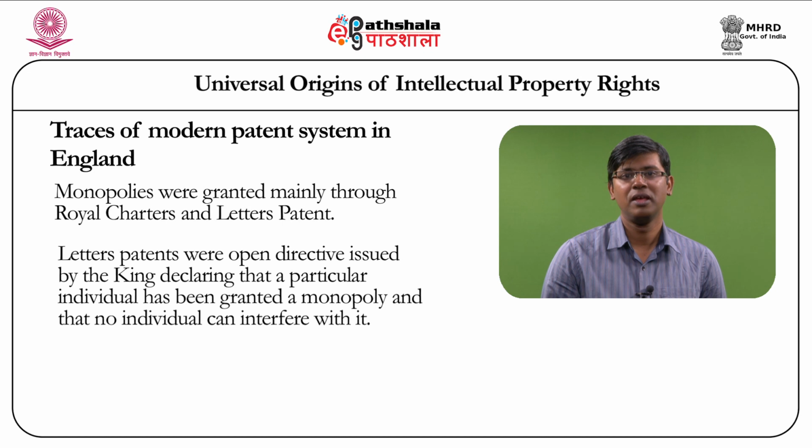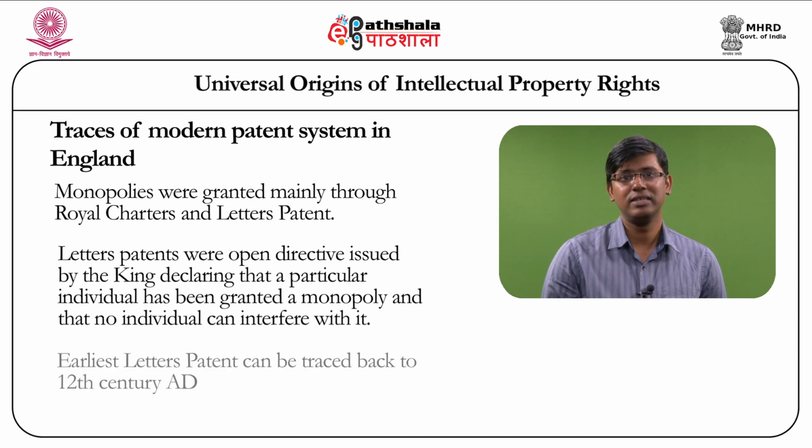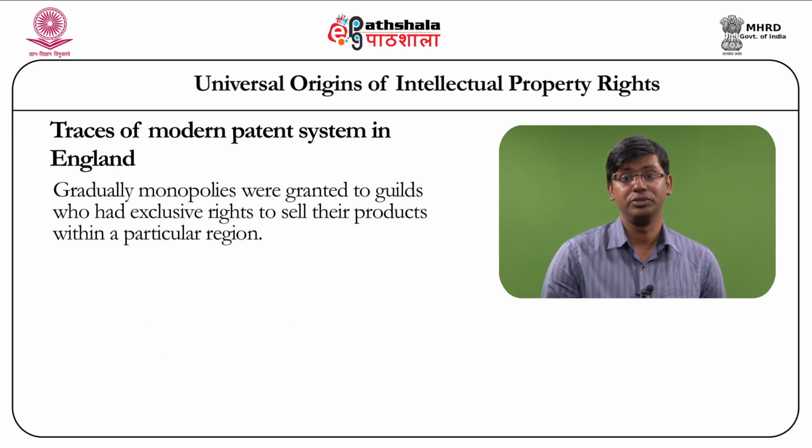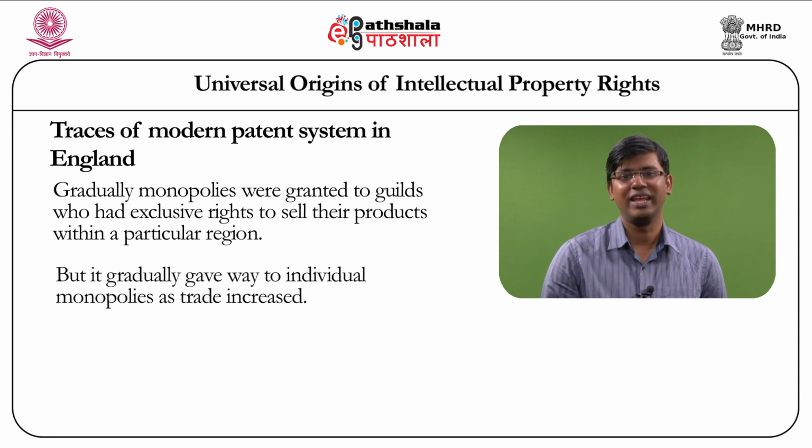These letters patent were basically open directives given by the kings declaring that a particular person has been authorized to have a monopoly over a particular product, and no individual in the society can interfere with such monopoly. Right? These earliest letters patent can be traced to the 12th century AD. Gradually, monopolies were granted to guilds who had exclusive rights to sell their products within a particular region. But subsequently, as trade increased, individual monopolies were being granted.